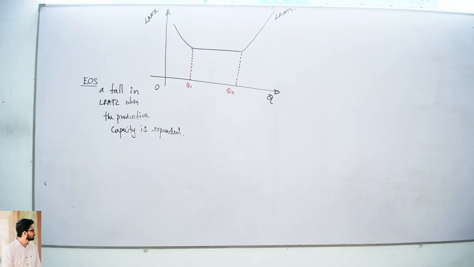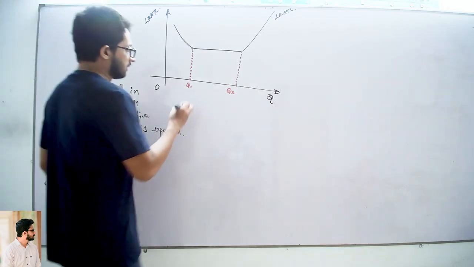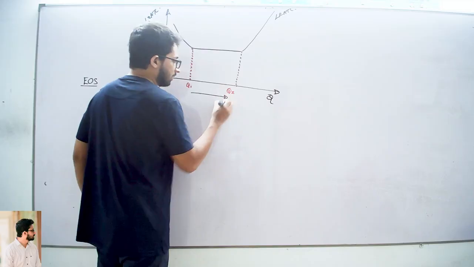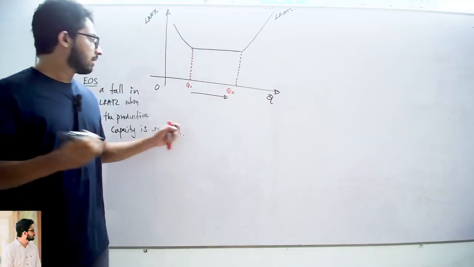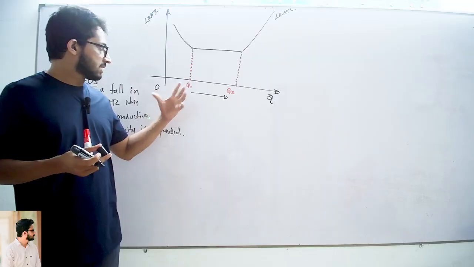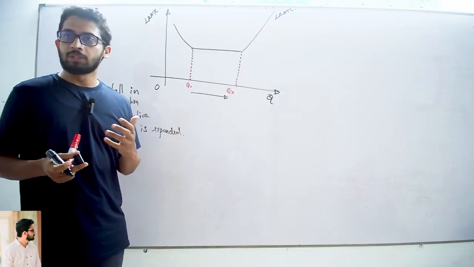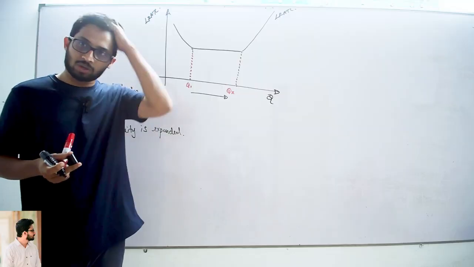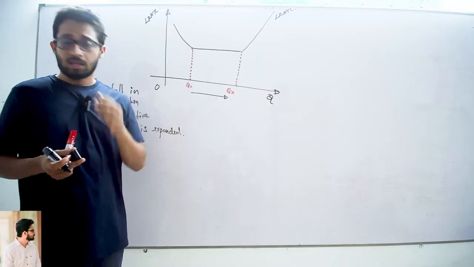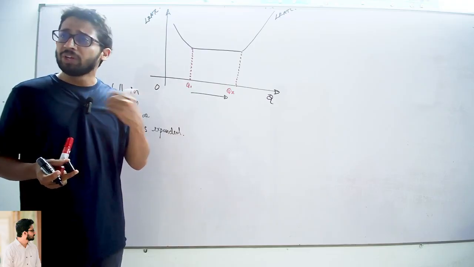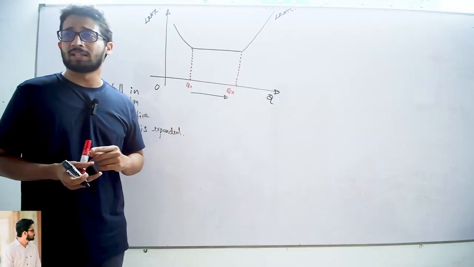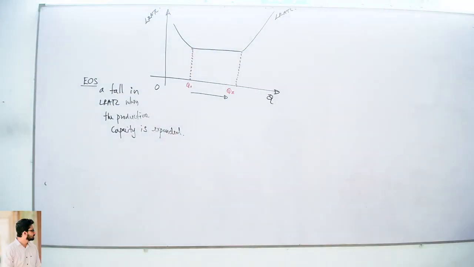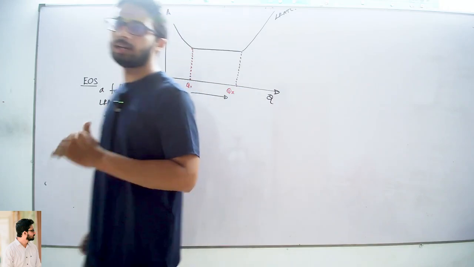Okay, right. Next one. Then you can see here, within the range of Q1 to Q2 output level, long run average total cost remains constant. But we don't say it is constant economies of scale. There's no such concept, right? In that range, Q1 to Q2, LRATC remains constant.